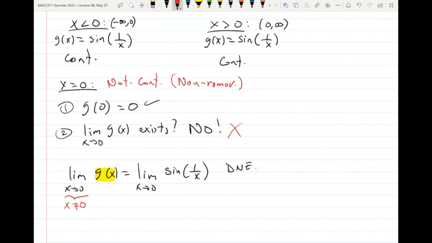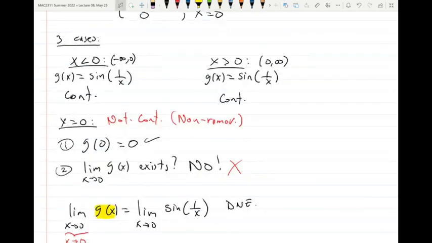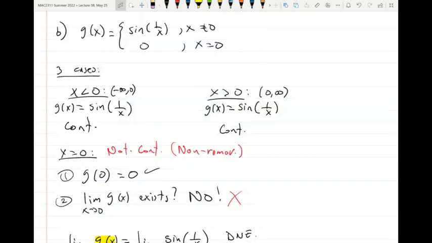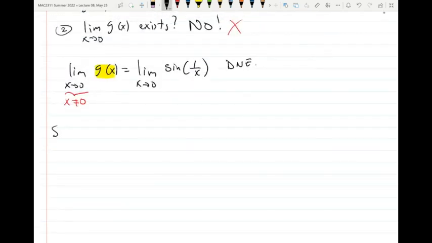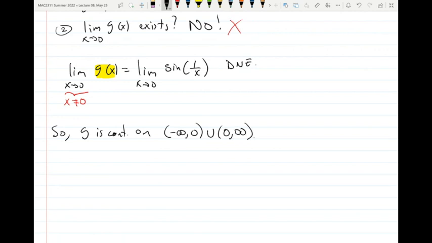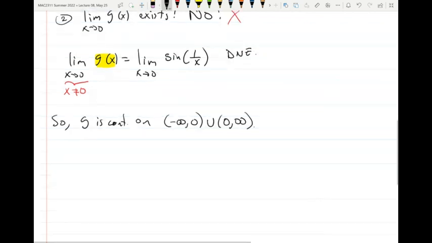Questions? So where is this function continuous? So where's the function g continuous? So all real numbers except 0, right? So g is continuous on negative infinity to 0 union 0 to infinity. And at 0 we have a non-removable discontinuity. Questions?